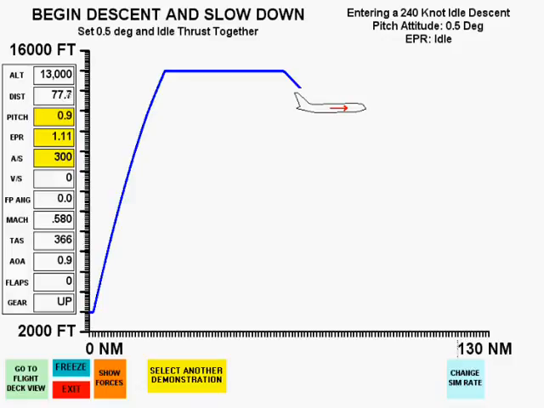We will now enter a 240 knot idle descent. Since we are changing both flight path and airspeed together, we will set pitch attitude and power together. We now set the pitch attitude of 0.5 degrees and idle thrust.